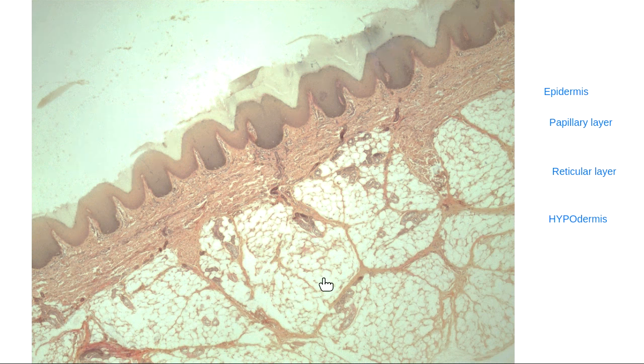Any guesses on what kind of tissue that is? Let's zoom in and see if we can see it better. Yeah, so down here we've got those big circle cells. Those big circle cells look empty, but they're actually filled with lipids. The hypodermis is the location of adipose loose connective tissue.